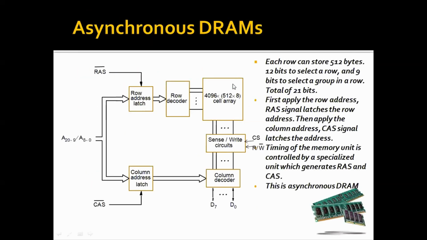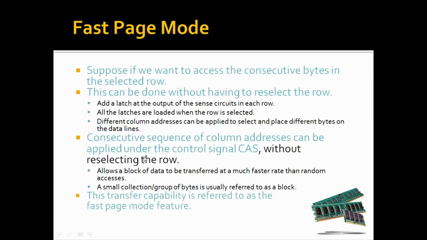Okay. So this happens here. From here again you will be having the column decoder. Here you are going to have the row decoder. From here again you will be having column address latch. So this is how row and column has been selected. So this we call it as asynchronous DRAM.